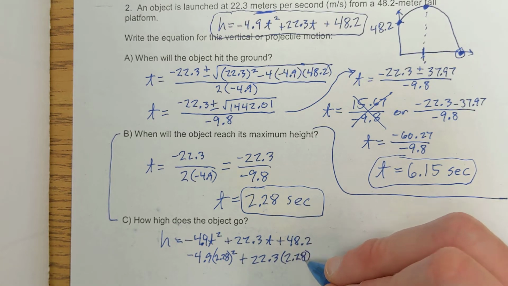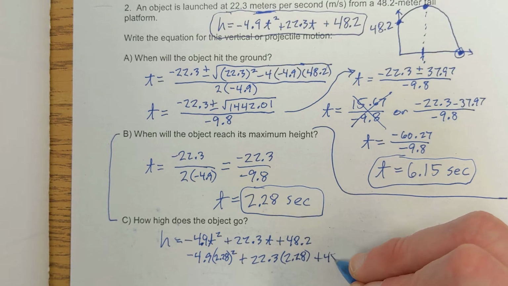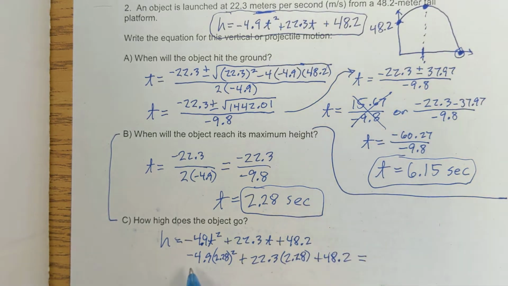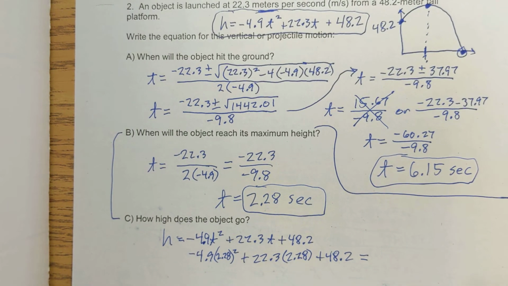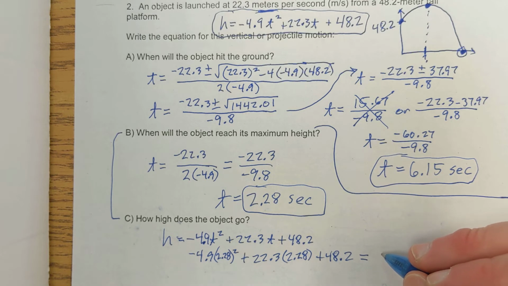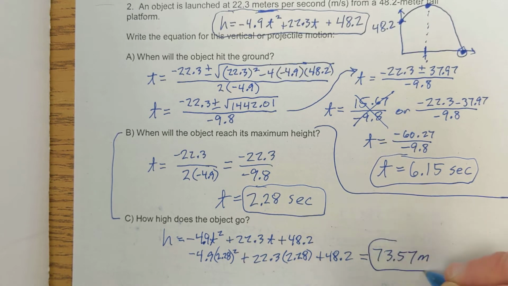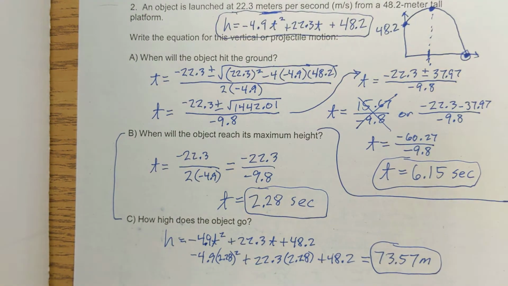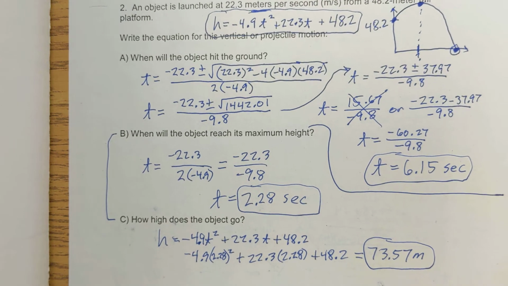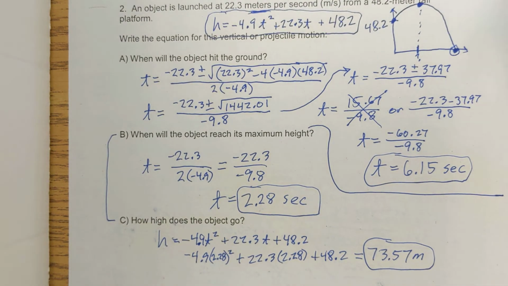2.28 goes in for the time of that one, plus the 48.2. So use your calculator, type it in exactly as I have it here. Make sure you use parentheses in the right spots, and we should end up with a height of about 73.57 meters. Make sure you label it as meters because it is a height, and that meters were what we had as far as the platform and so on. You want it to match up, so don't put feet on a question that has meters. So there you go. You can pause it if needed.